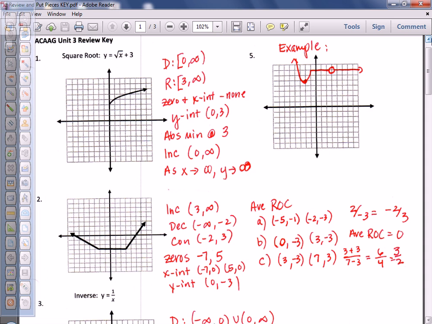Numbers 1 and 2. You can see all of 1 and 2 on the overhead right now. Okay, so as we look at number 1, number 1 said, graph the transformation of the parent graph of the square root of x function above. Then give the following: the domain, the range, the intercepts, the extrema, the intervals of increase or decrease, and the end behavior of the function.